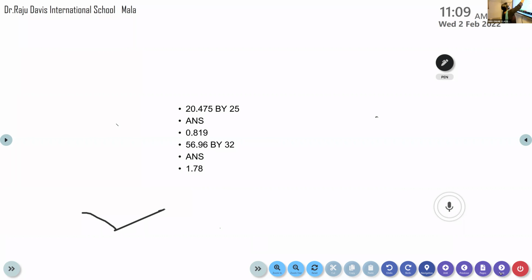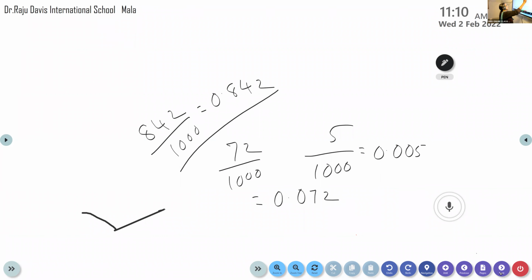Next one, we are going for division by tens, hundreds, and thousands in the next class.